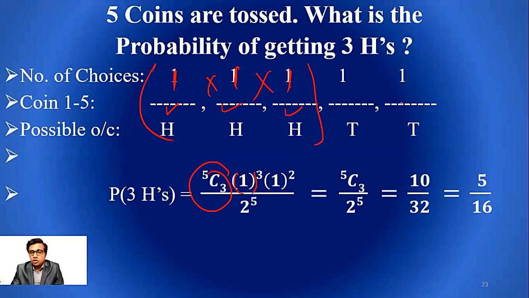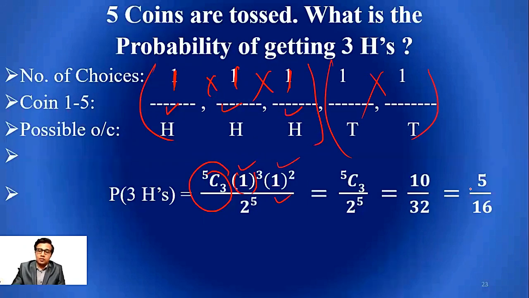1 × 1 × 1, that is 1^3. And remaining 2 places, head is not coming. Only tail is coming. So only one event, 1^2. So this 1 cube is for 3 heads and this 1 square is for 2 tails. So 1^3 × 1^2, 5C3 / 2^5, which is 10/32 or 5/16.